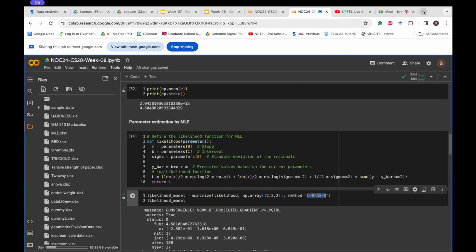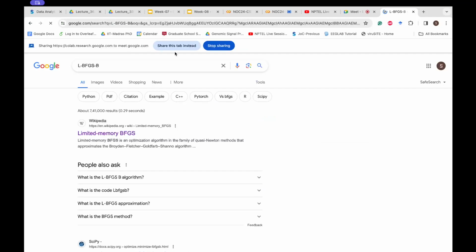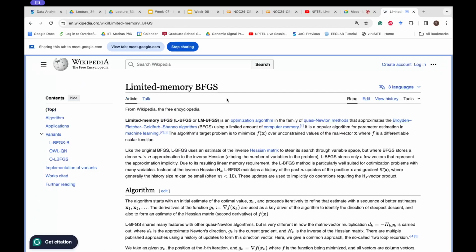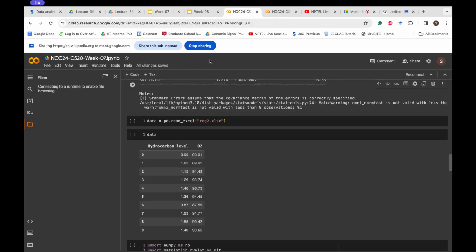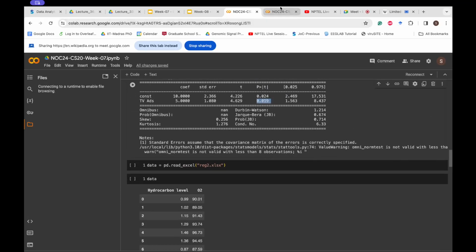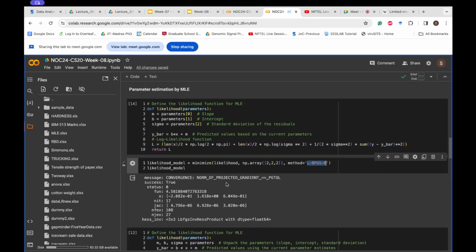Let me just show you the full form of this. It is the limited-memory Broyden, Fletcher, Goldfarb, Shanno algorithm, a very crazy name, but that's the name of the algorithm. You need not know the details of this algorithm, but it is one of the optimization algorithms used in the minimize function to find the parameters of the distribution or the statistical model. In our case, it is a line with two parameters, beta naught and beta 1.